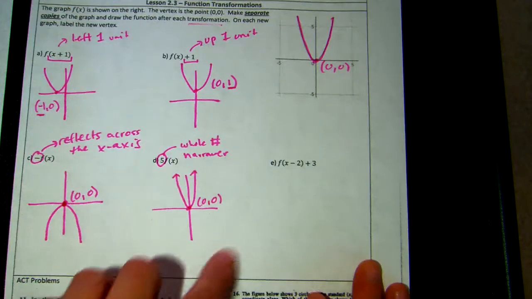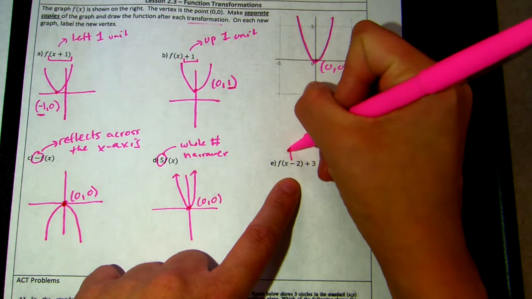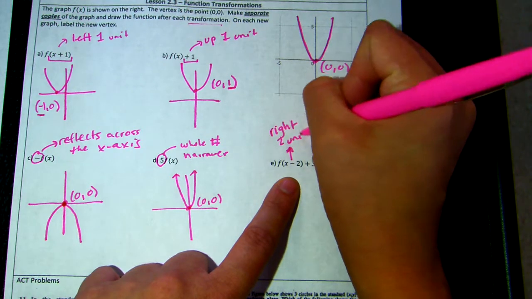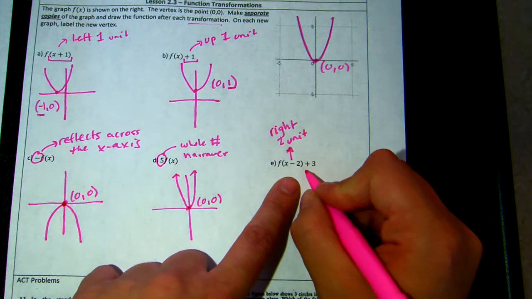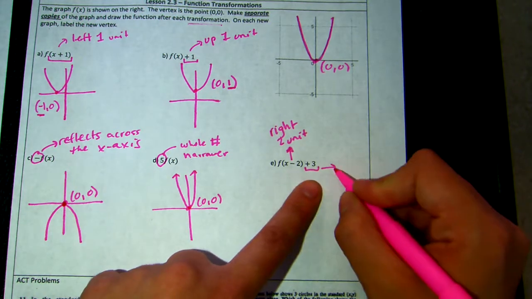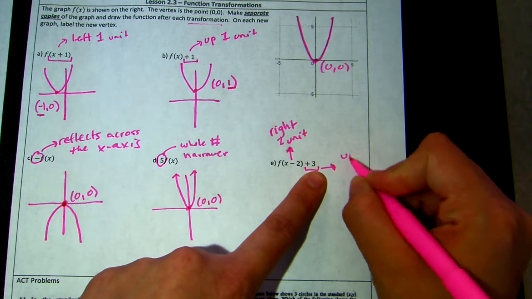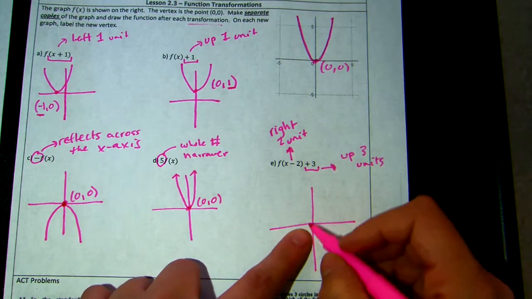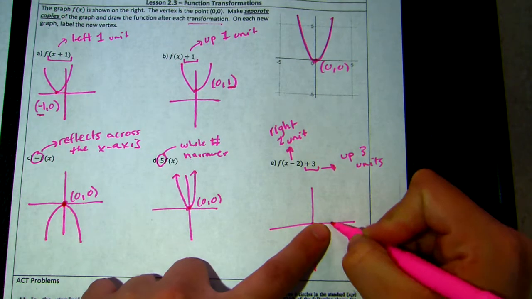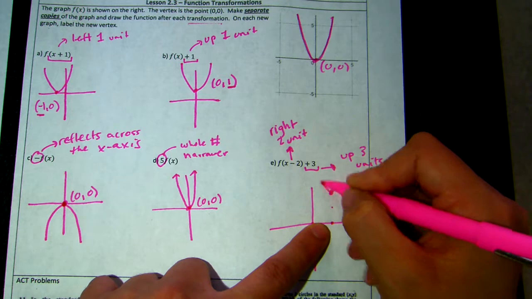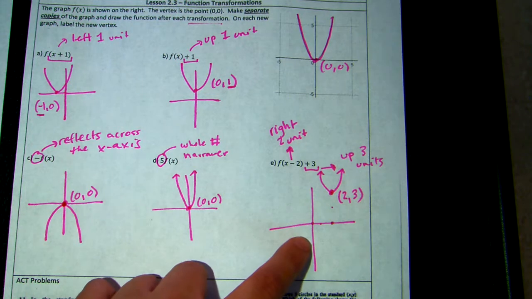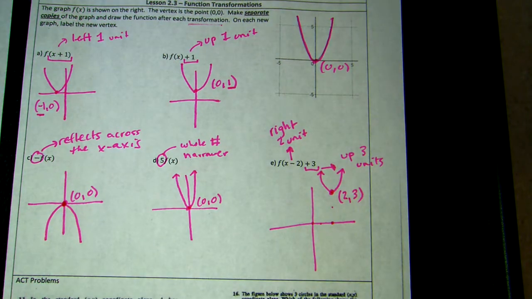Okay. And then this very last one, we have 2 transformations on this one. We have one inside the parentheses that's negative. That brings us right 2 units because inside the parentheses shifts us left and right. And then this +3 on the outside, which shifts us up or down. If it's positive, then we go up 3 units. And on our new sketched graph here, I would go to the right 2 units and up 3 units. My new function should be somewhere around here with the vertex at 2, 3. Okay, so again, these are just sketches, so as long as you label the vertex, you are good to go.